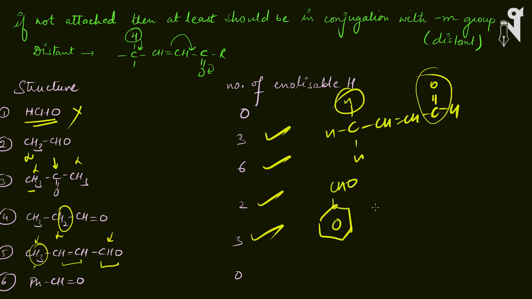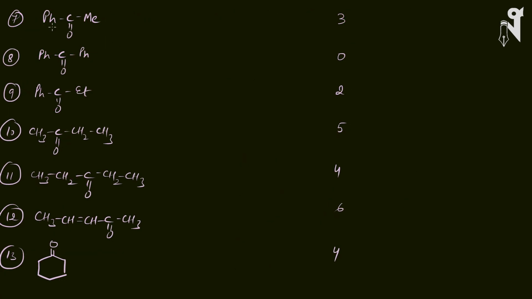In benzene, do we have any enolizable hydrogen? Let's see. This is the structure. There is no sp3 carbon neighbor of it. No sp3 carbon means no enolizable hydrogen. So 0 enolizable hydrogens in case of the 6th. Next is benzene, methyl and CO. Benzene doesn't have any sp3 carbon, so it cannot give you any enolizable hydrogen. This is methyl, it will have 3 hydrogens, so 3 enolizable hydrogens. Two benzenes, no sp3 carbon, 0 enolizable hydrogens.